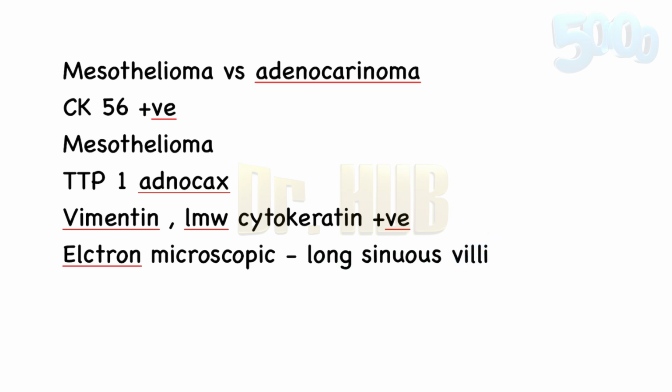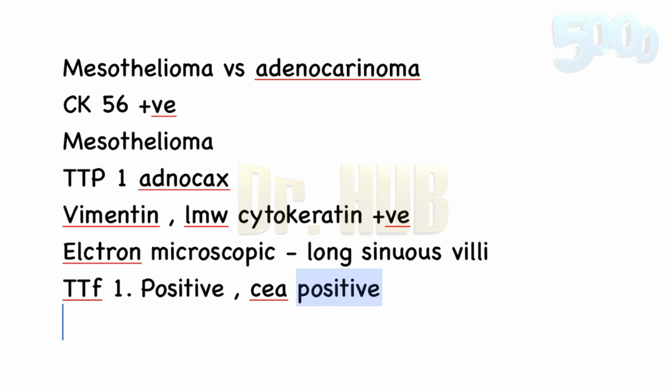So now let's move on to the adenocarcinoma. So in case of adenocarcinoma, whatever is positive becomes negative. So what is positive? Positive is the TTF1. The TTF1 is going to be positive, as well as the carcinoembryonic antigen becomes positive. So these two are positive in case of the adenocarcinoma. And the electron microscopy features, it is short, it is straight, and the villi, if you see, it is fuzzy glycocalyx.